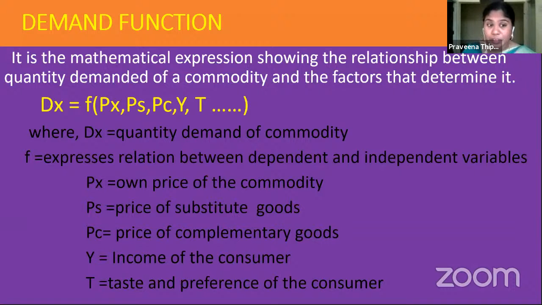Then f expresses the relationship between the dependent and independent variables. Then Px is the price of its own commodity. Then Ps is the price of substitute goods. Then Pc, children, is the price of complementary goods. Then Y, income of the consumer. And T is the taste and preference of the consumer. So demand function explains the relationship between the quantity demanded of a commodity and the factors which will decide it.